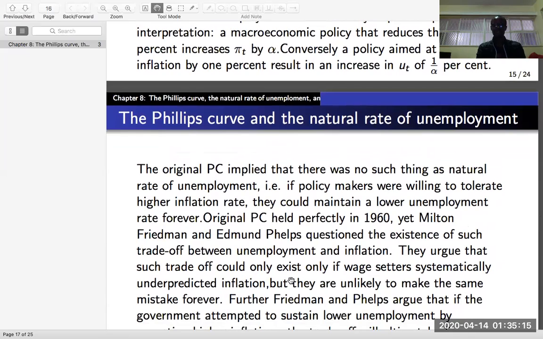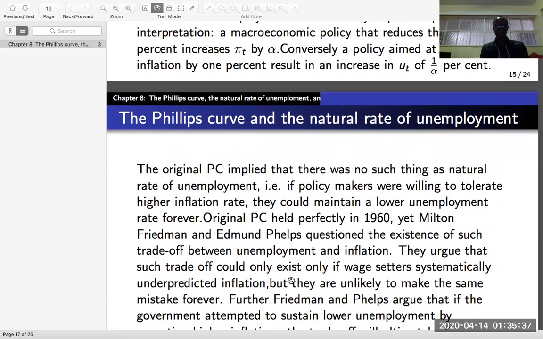Phillips curves and the natural rate of unemployment. The original Phillips curve implied that there was no such thing as a natural rate of unemployment, i.e. if policymakers were willing to tolerate high inflation, they could maintain a lower unemployment rate forever. The original PC held perfectly in the 1960s. Yet Milton Friedman and Edmund Phelps questioned the existence of such a trade-off between unemployment and inflation.